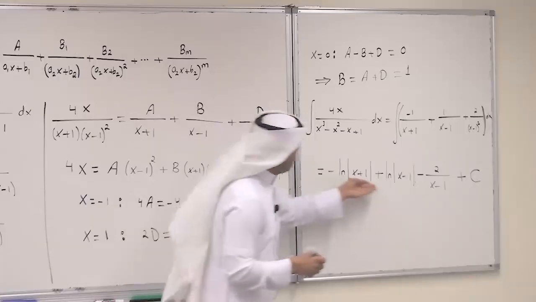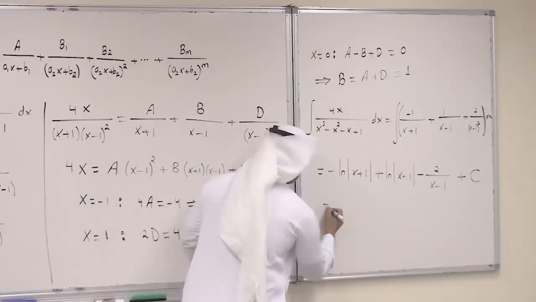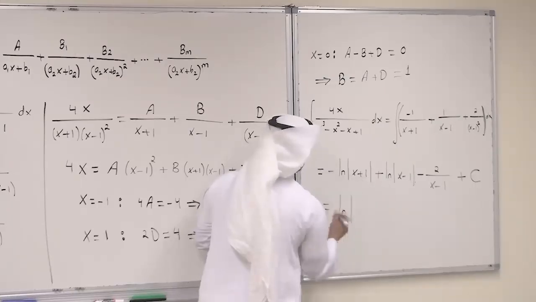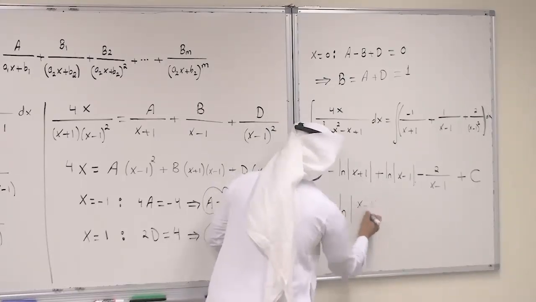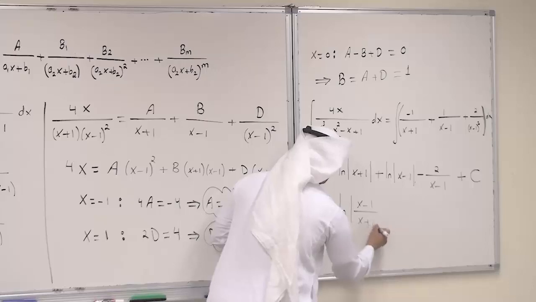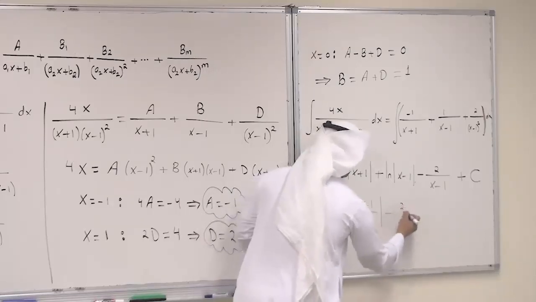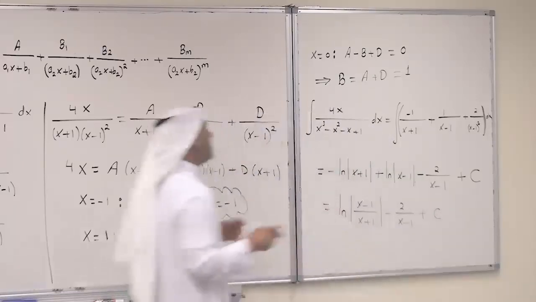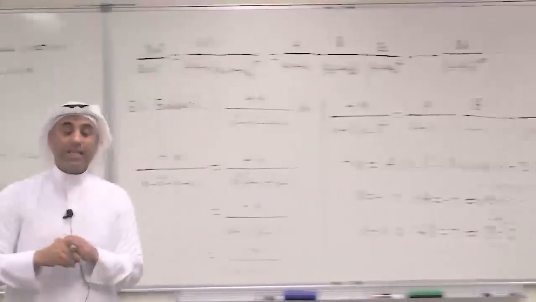Now you can leave it this way, or you can rewrite this as ln of the absolute value, using the properties of logarithm. This is ln of the absolute value of (x minus 1) over (x plus 1), all minus 2 over (x minus 1), plus a constant c. So this is the idea if we have a repeated linear factor.